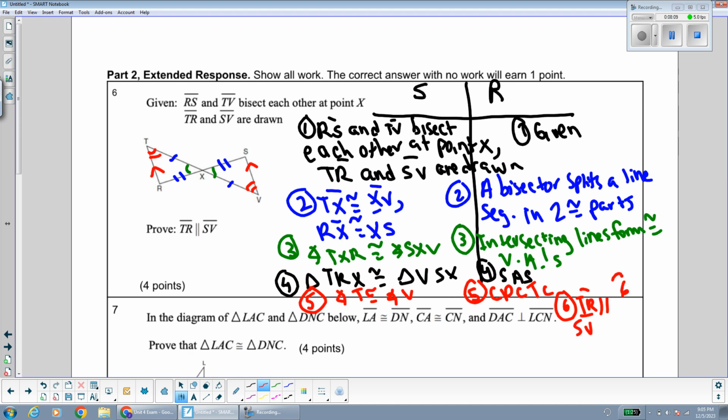because what we just showed is that these two red angles are congruent, and those two red angles are alternate interior angles. And if we show that alternate interior angles are congruent, that proves lines parallel. CPCTC doesn't prove lines parallel, by the way. It proves sides or angles of congruent triangles are also congruent. Nothing about parallel lines. If alternate interior angles are congruent, lines are parallel.